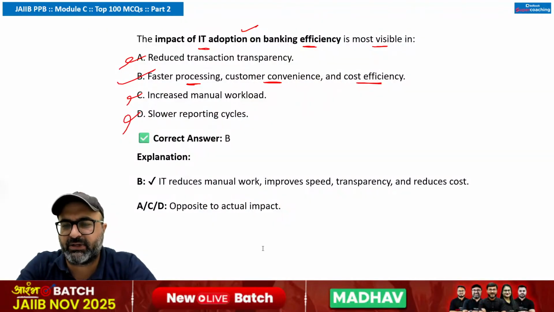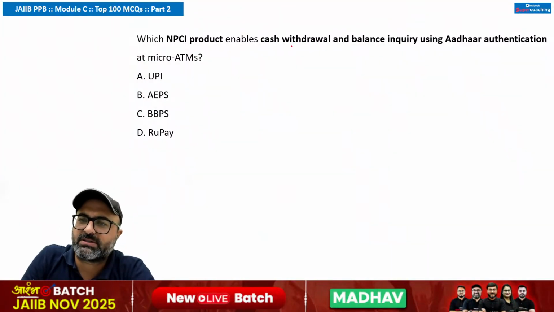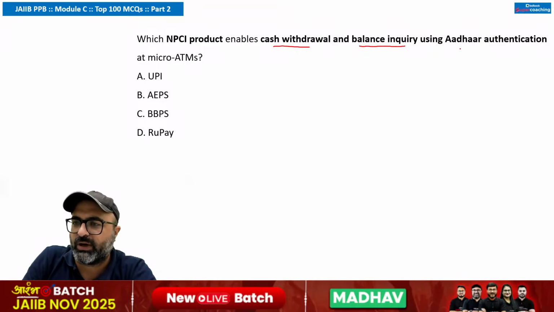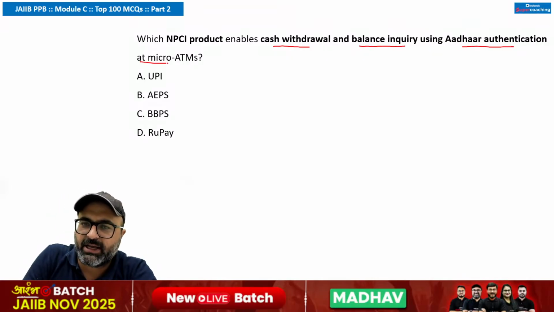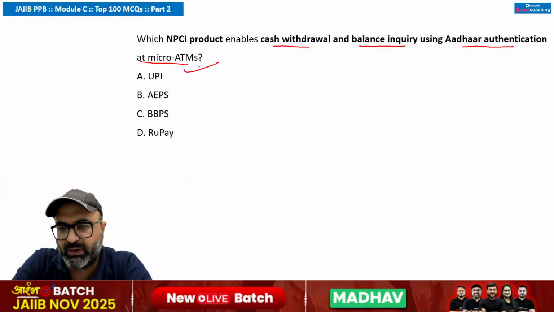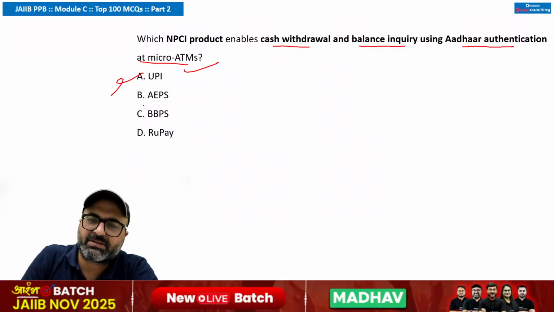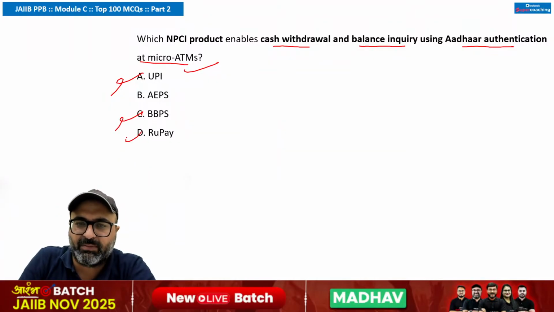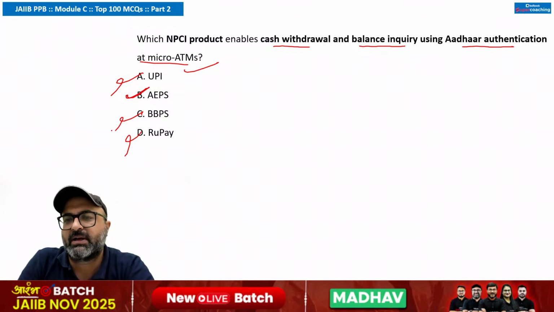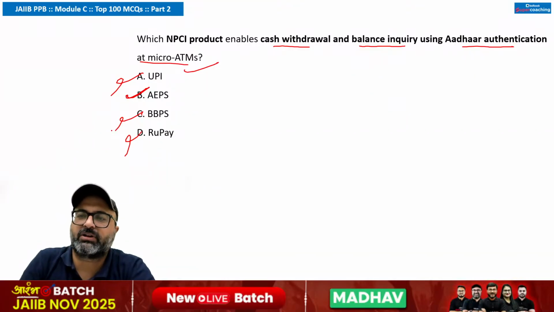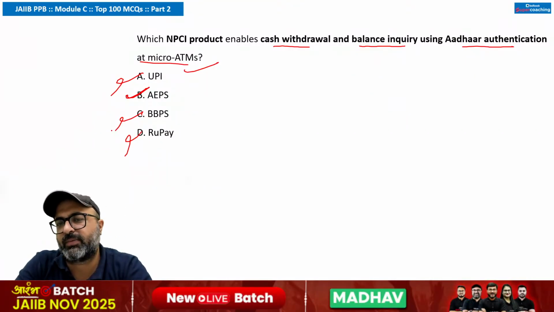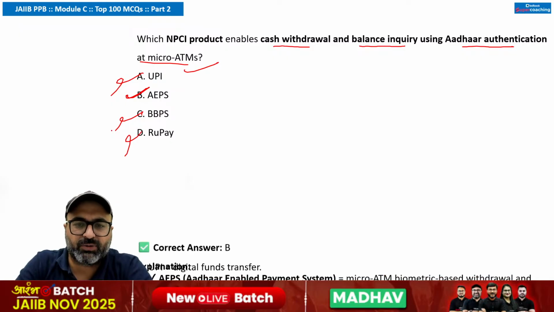Last question guys of the evening. Let's see how many of you will be able to answer it. So the question says which NPCI product enables cash withdrawal and balance inquiry using Aadhaar authentication at micro ATMs. So in that particular case, UPI is for digital fund transfer, Bharat bill payment system is for bill payment, RuPay is card scheme, but yes, Aadhaar enabled payment system allows you to withdraw the funds in the form of cash, or even you can inquire your balance with the help of Aadhaar authentication. So answer is going to be B option.